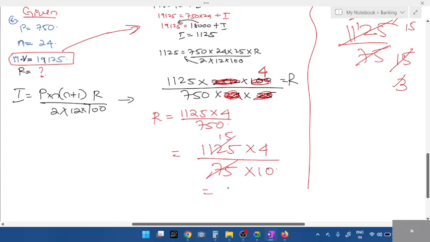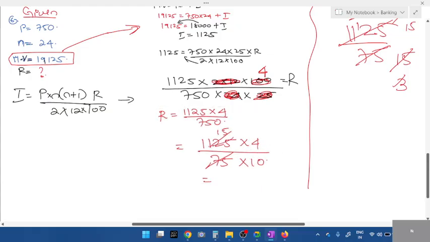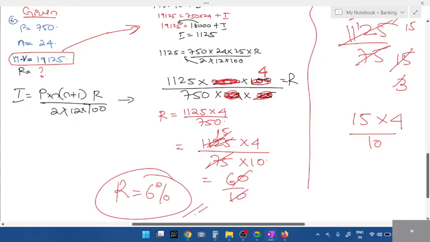What is 15 into 4? All of you respond. Tell your answer. Just ignore others. If you're giving wrong answers on purpose, I can't teach, students. If you don't know 15 into 4, I'm not responsible. 60. What is 60 divided by 10? So R is equal to how much percent? 6%.